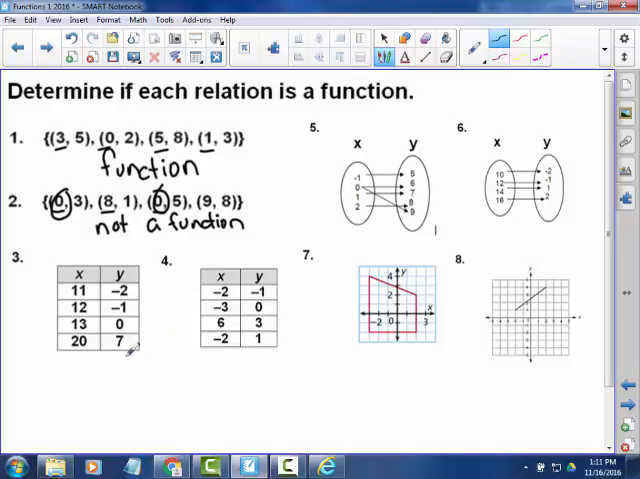Okay. A table works the same way. We look at our x values. We have no repeats, so this would be a function. Here, -2 repeats, so this is not a function.